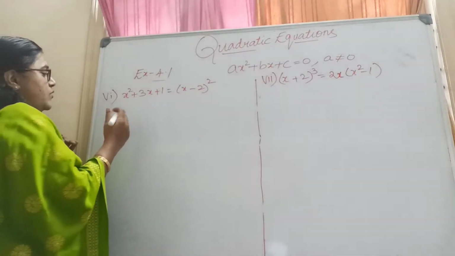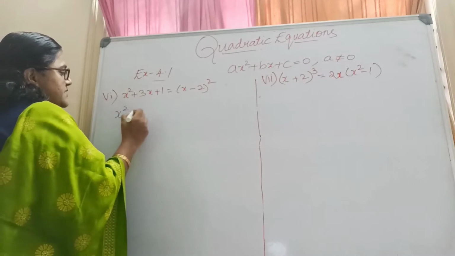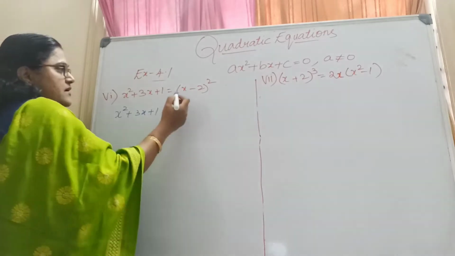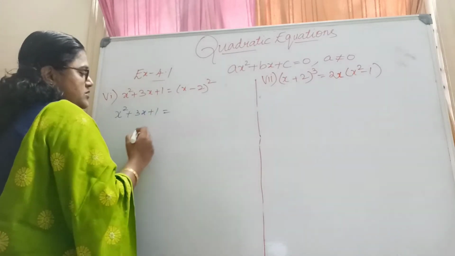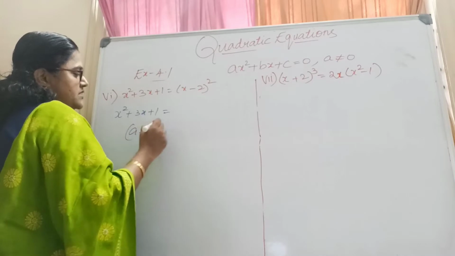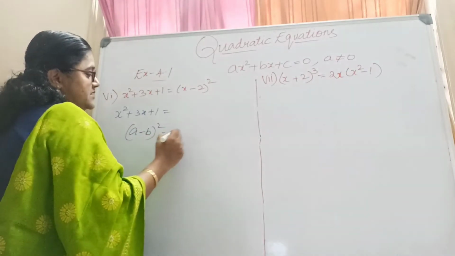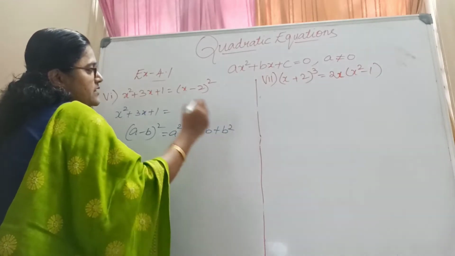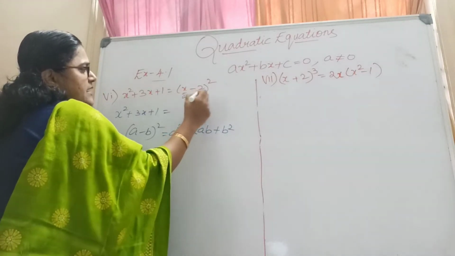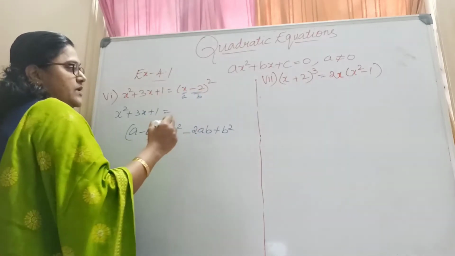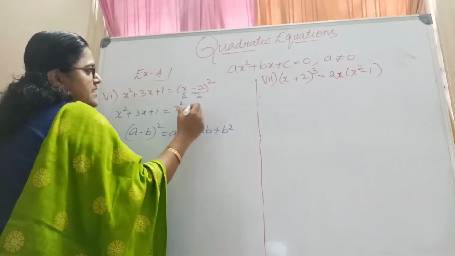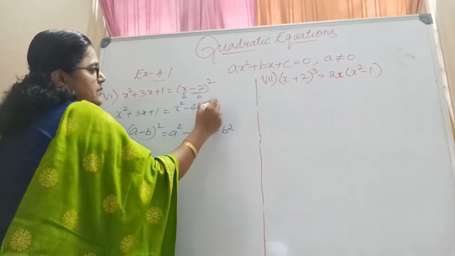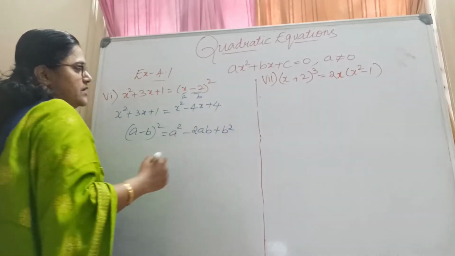Here in the left hand side, they have only given in the form of ax square plus bx plus c form. Only the RHS we have to expand according to a minus b the whole square identity. A minus b the whole square identity is what? A square minus 2ab plus b square. So here my a is x and b is 2. Okay. So a square minus 2 into x into 2. So 4x plus 2 2s are 4. B square, that is 4.